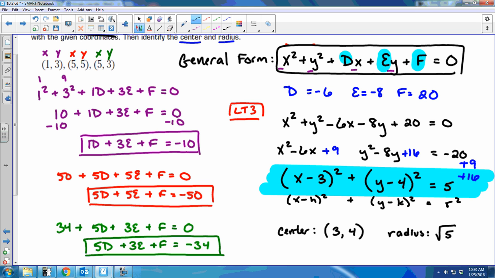Questions about any of that? That's learning target 5. Take 3 points that are on the circle, and you write an equation in standard form.